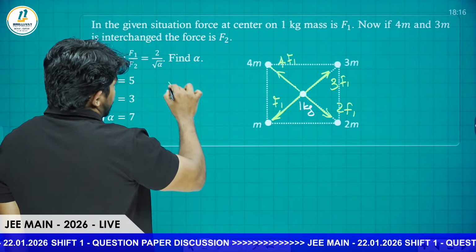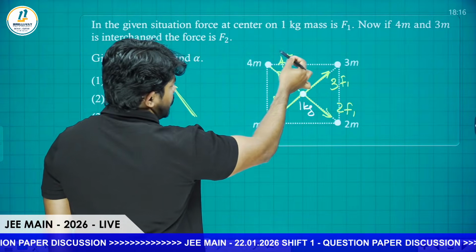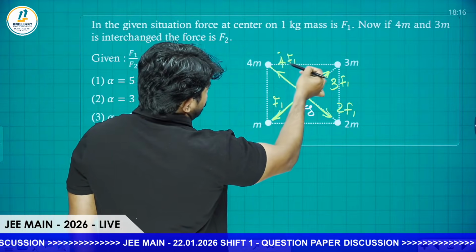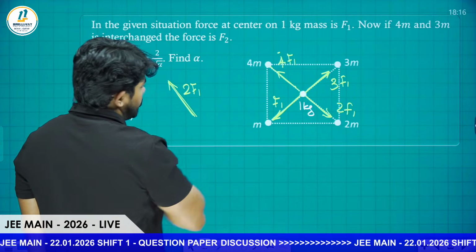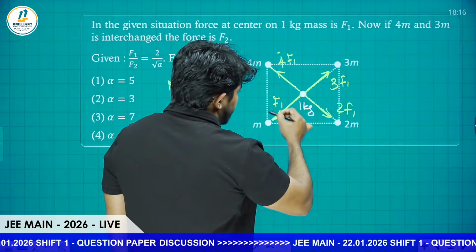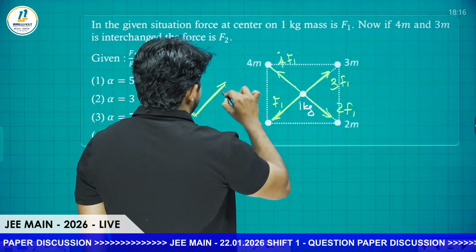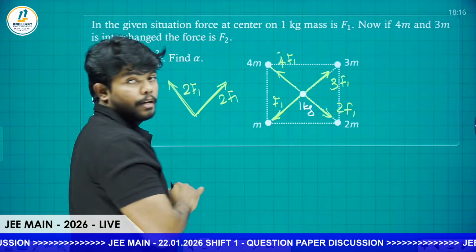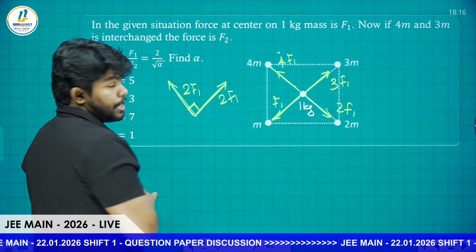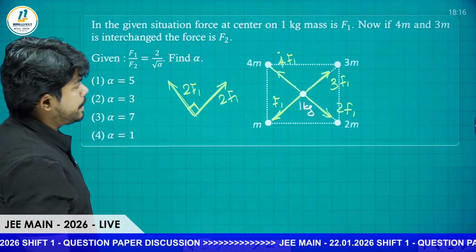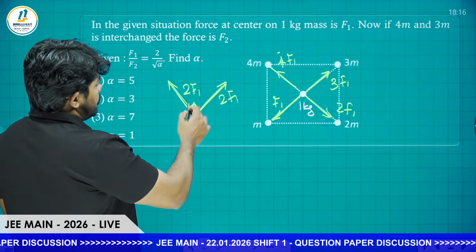So we can write there will be a force in this direction, and what will be the net value? Here is a 4F1, here is a 2F1, so we are going to get a 2F1 here, right? Now here is an F1, here is a 3F1, so there will be a resultant force in this direction, again 2F1, right? And what happens? These two forces are perpendicular, so we can actually find the value.